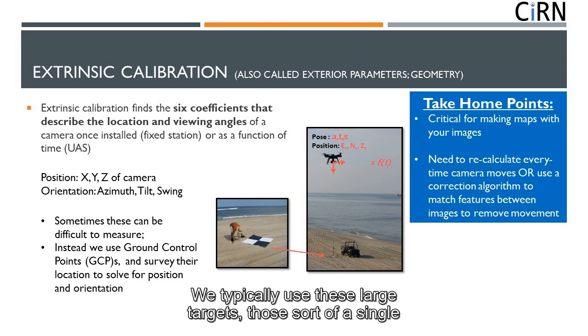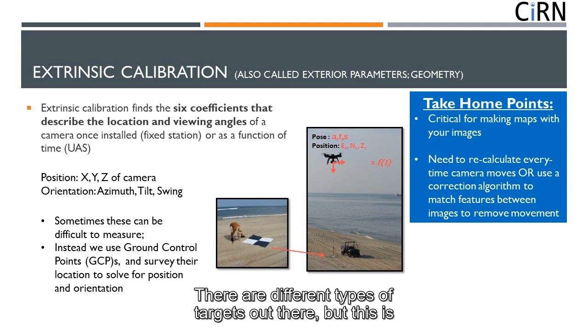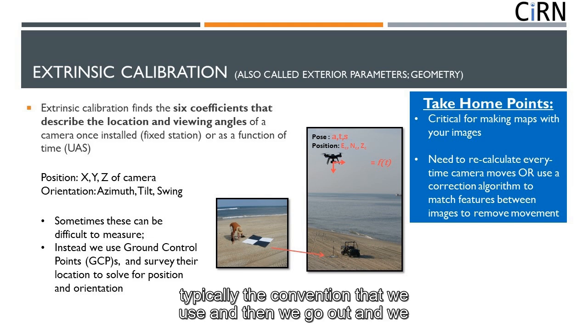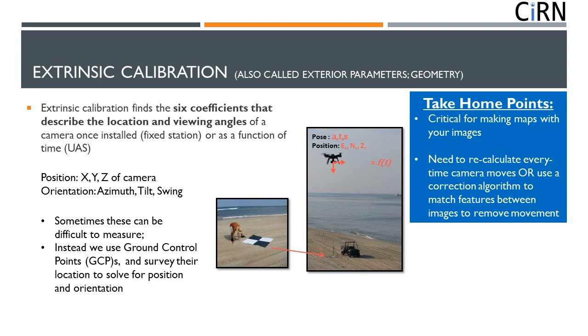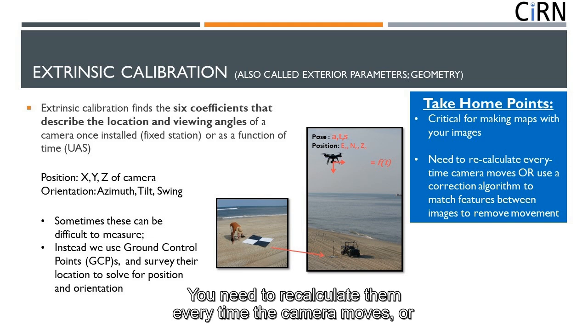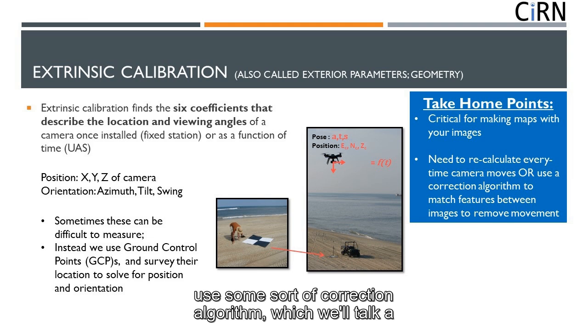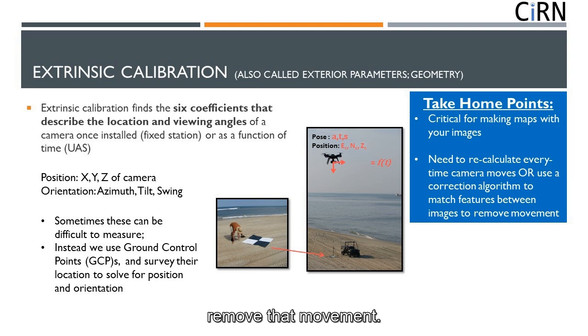We typically use these large targets, a single black and white checkerboard. There are different types of targets out there, but this is typically the convention that we use. And then we go out and we precisely survey the location of those GCPs. So take-home points: you need to know your extrinsics to make maps with your images, and you need to recalculate them every time the camera moves, or use some sort of correction algorithm, which we'll talk a little bit about, to match features between images to remove that movement.